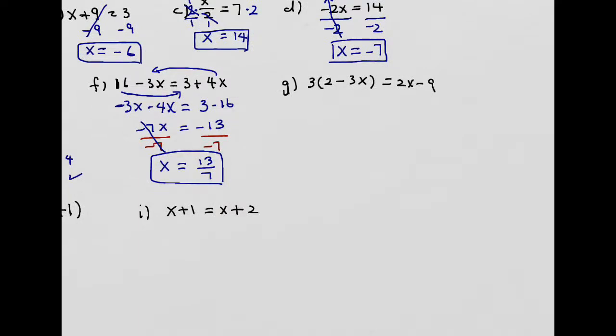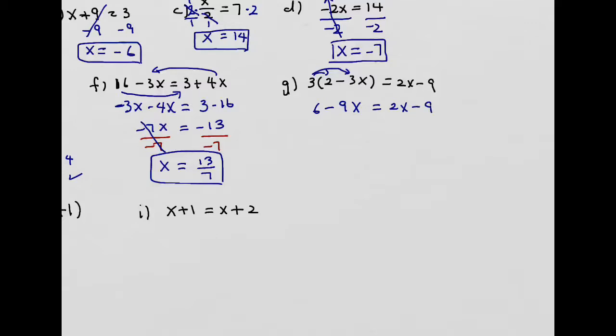Let's look at one more. What about if we have parentheses? You cannot combine or move terms to the other side of the equation if you have parentheses. So the first thing you want to do is open the parentheses. It looks like you're going to do distribution, right? So 3 times 2, 3 times negative 3, equal to x minus 9.